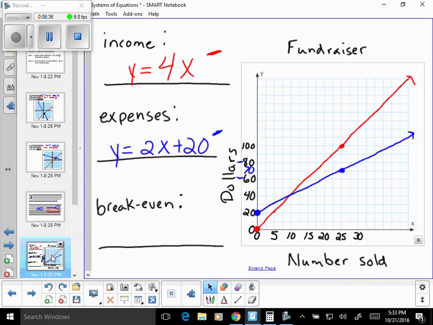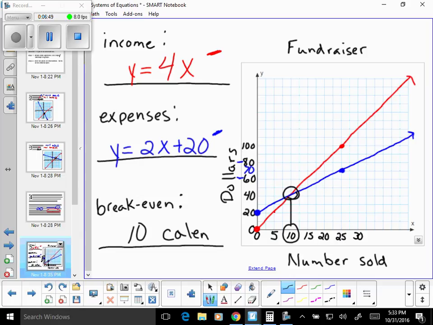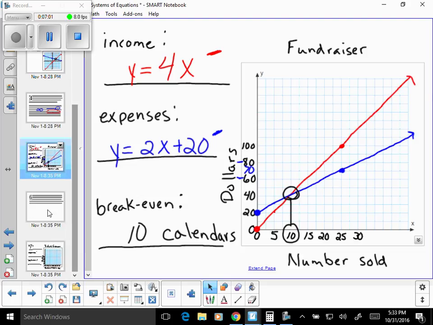Okay. Now, if you'll notice, here is where you intersect. You bring it straight down, so you're going to have to make 10 calendars in order to break even, which means you'd have to make 11 before you'd make a profit. If you only sell 9, you're going to lose money. So let's go on to the next one.